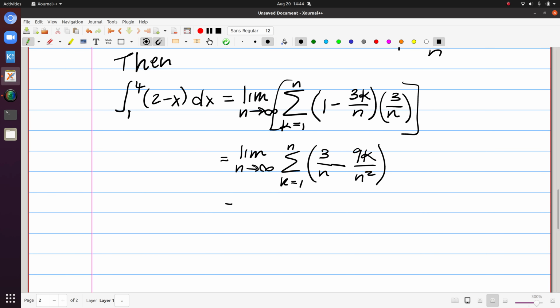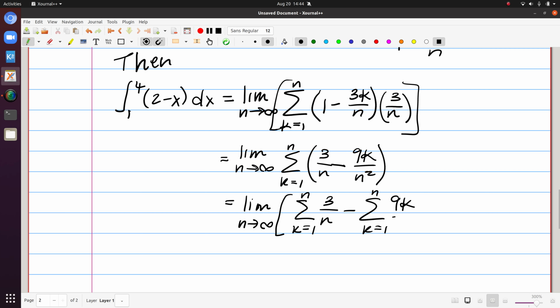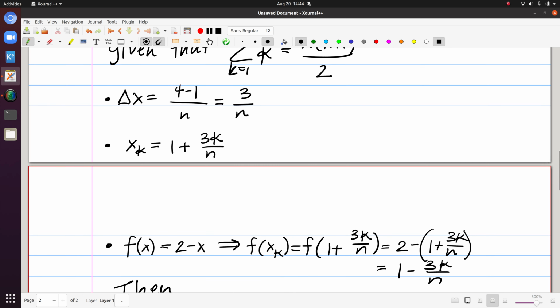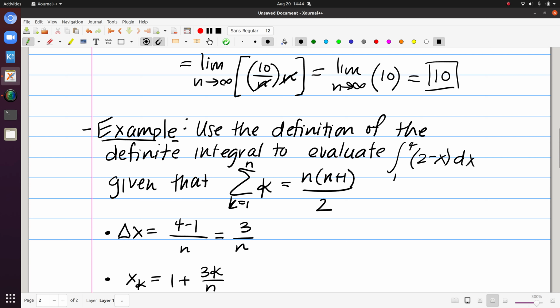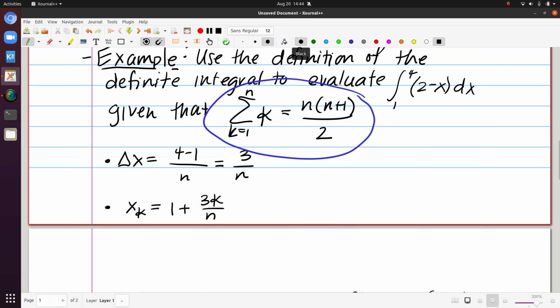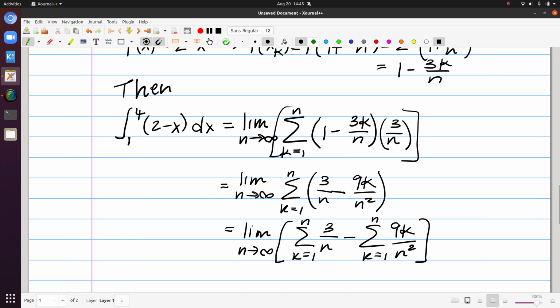And from our properties of sigma notation in the previous lecture, I can break this up into the sum of 3 over n minus the sum of 9k over n squared. So I want to come back to the given information and remind you that we were given a formula. We were given this. So I should expect to use that at some point, and I'll point out that it's the sum of k, and I can identify that's kind of hidden in here.